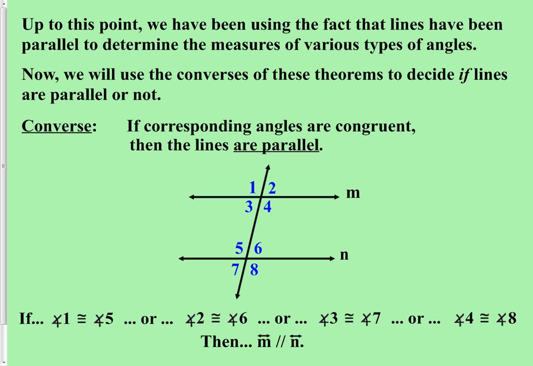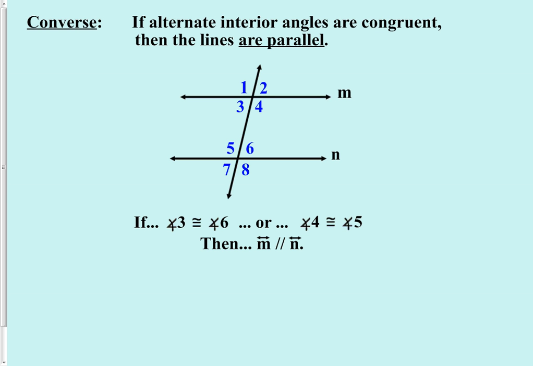Okay, so if your corresponding angles can be proven to be congruent, then that means your lines are parallel. Now, that doesn't mean you have to go get all of your sets of corresponding angles. If you can find any one set of corresponding angles and find out that they are the same measurement, then your lines are going to be parallel. Okay. The next converse is dealing with your alternate interior angles, and it says if you can prove that any set of alternate interior angles is congruent, then that means that your lines must be parallel.